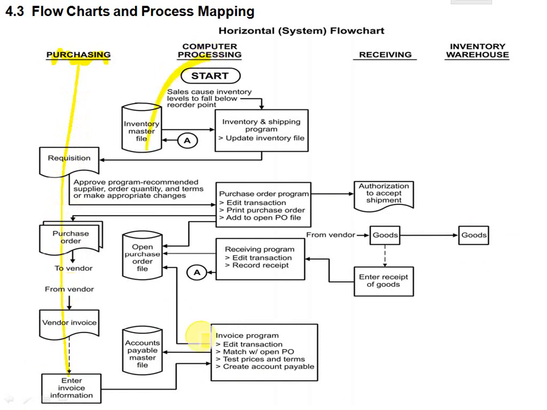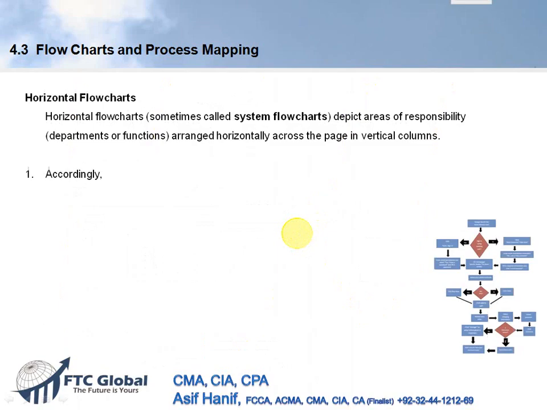Then there is computer processing. This is a computer department. Then there is a receiving department, horizontal. So you can see it is laid out horizontally. So such flowcharts are called horizontal flowcharts, or simply the system flowcharts. Accordingly, they show activities of different departments, the various controls being exercised, how the documents are flowing. We will be seeing all these in your subunit 4.4 when we will be doing accounting cycles.